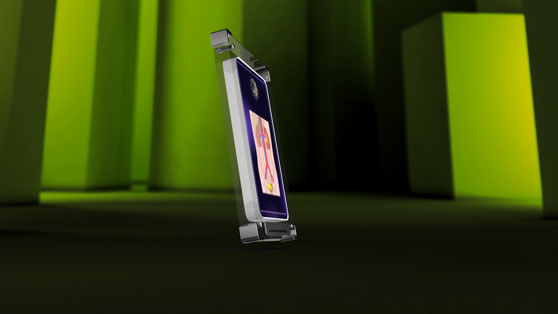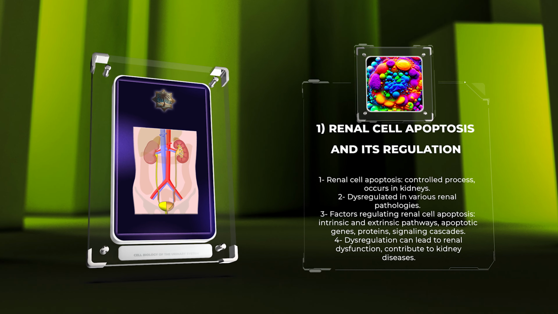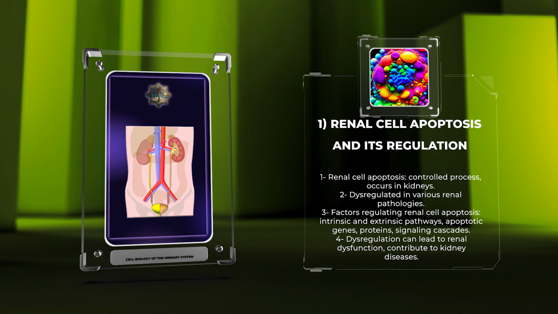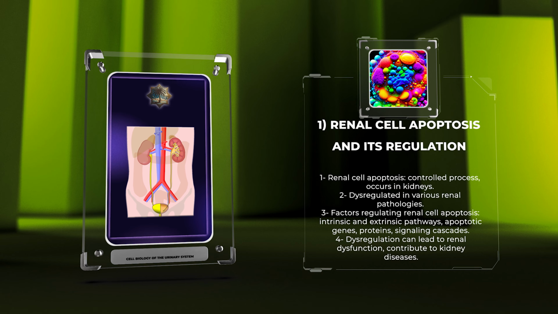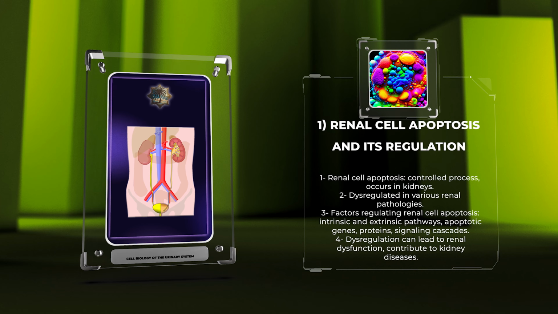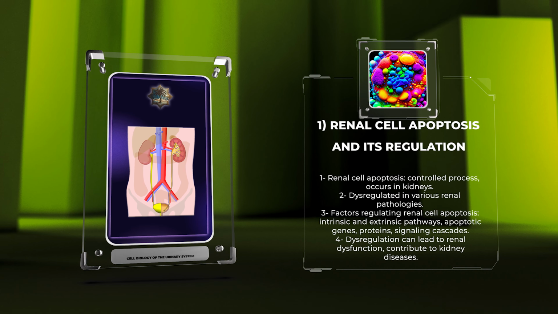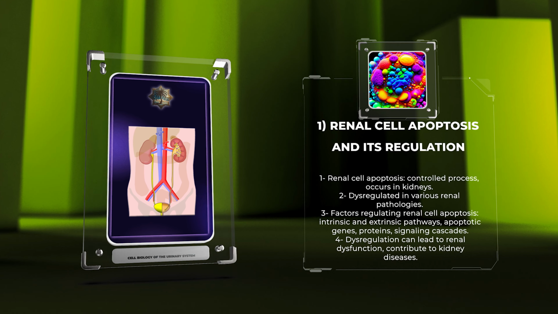Renal cell apoptosis refers to the controlled process of cell death that occurs in the kidneys. While apoptosis is a normal physiological process involved in tissue turnover, it can be dysregulated in various renal pathologies. Several factors regulate renal cell apoptosis, including intrinsic and extrinsic pathways, which involve various apoptotic genes, proteins, and signaling cascades. Dysregulation of this process can lead to renal dysfunction and contribute to the development of kidney diseases. Understanding the mechanisms underlying renal cell apoptosis is crucial for developing therapeutic interventions to protect renal cells from excessive cell death.